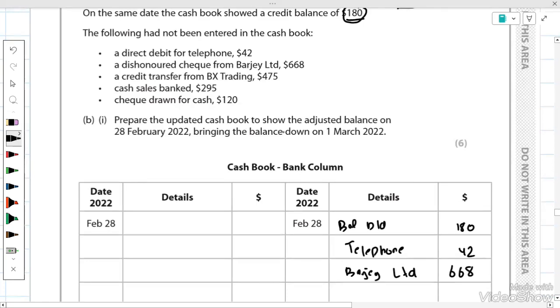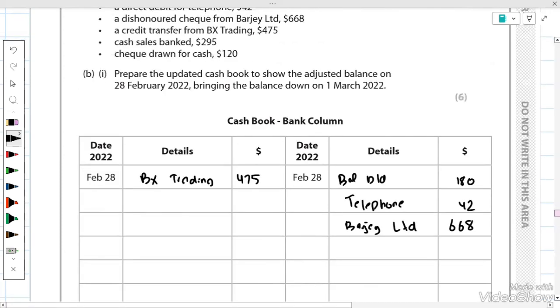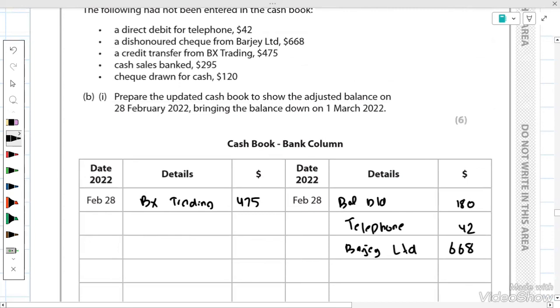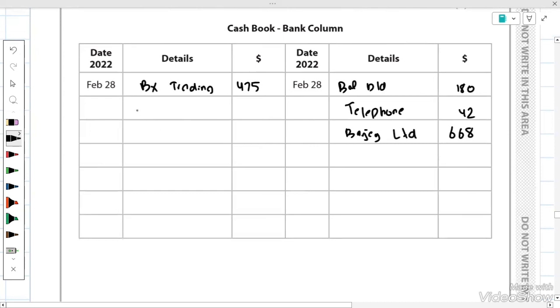Credit transfer from BX Trading 475. So it means that we received something from BX Trading. If we receive something, we have to record it on the debit side. Okay. So cash sales banked 295. This would be on the debit side because this is also our receipt side, our earning side.